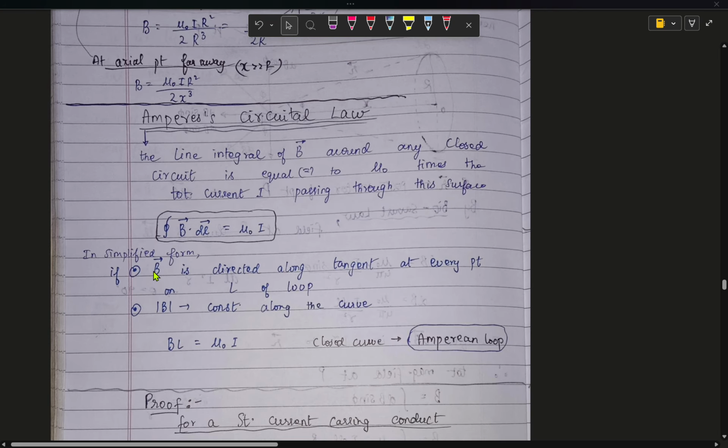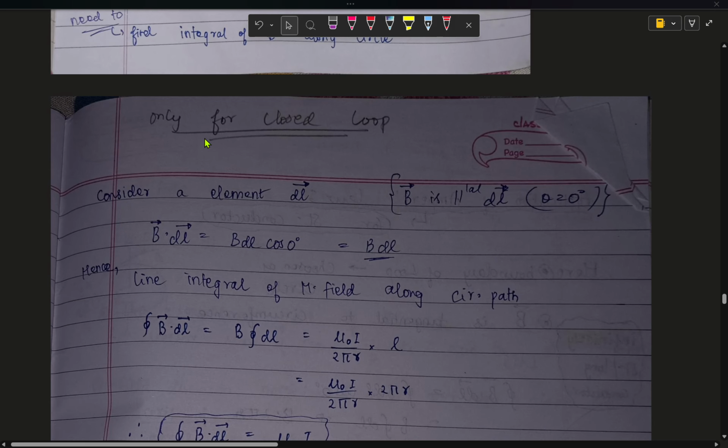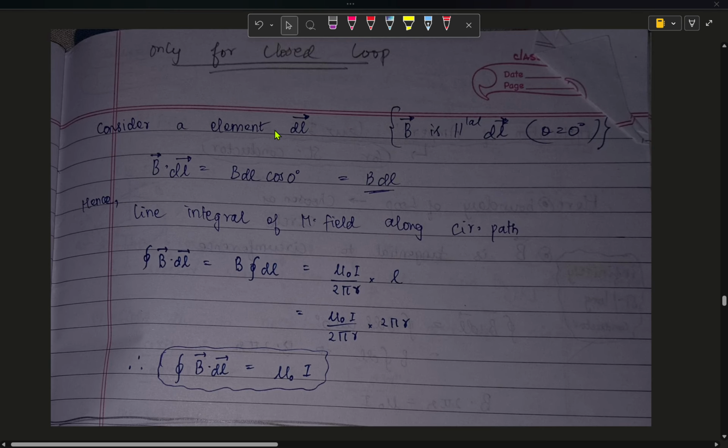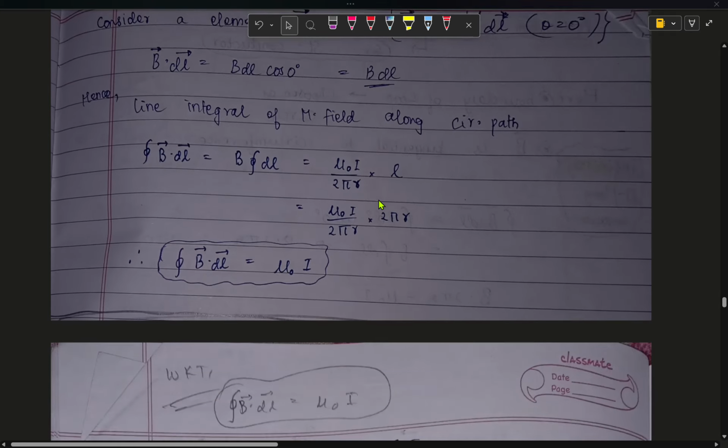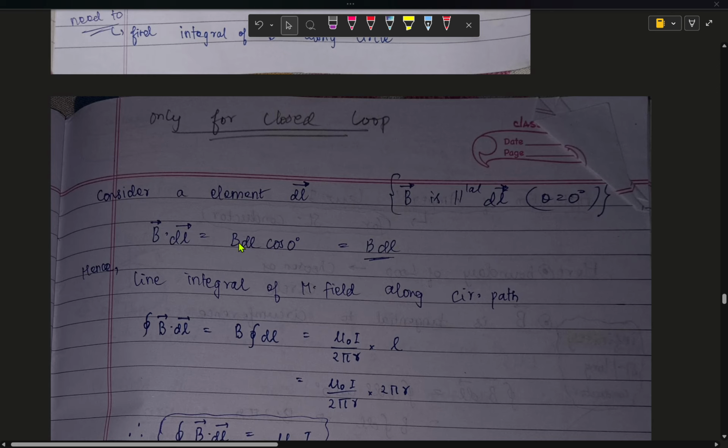In a simplified form, if the magnetic field is directed along the tangent at every point of a loop, the magnetic field will be constant. So this is for circular loops, only for a closed loop. Consider an element dl, and B dl. The direction of the magnetic field is along the element, so as the formula says, it's a dot product, and cos 0 will be 1. So B dl. Hence, what is the line integral of magnetic field along a circular path?